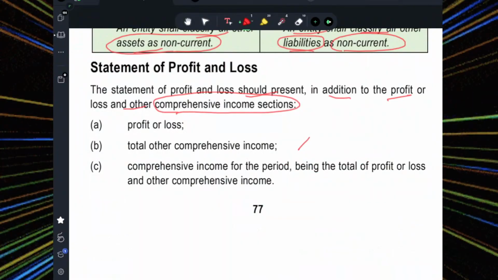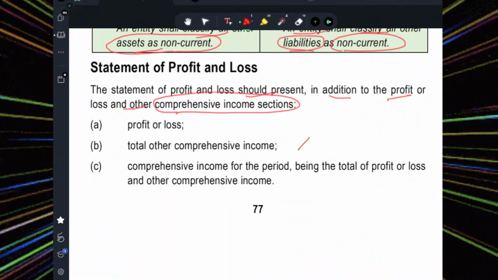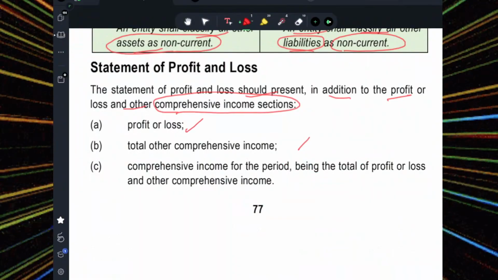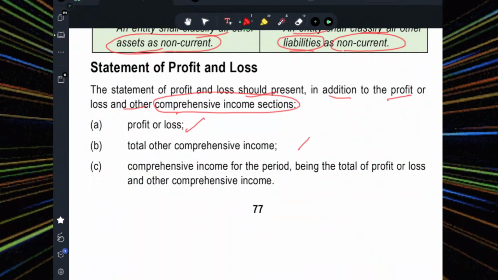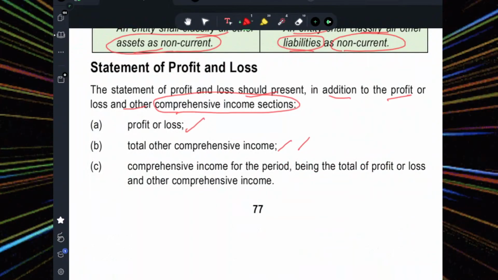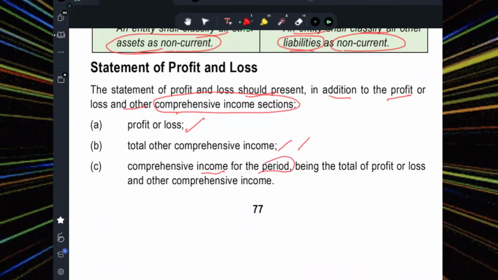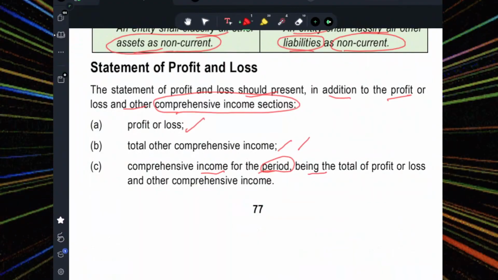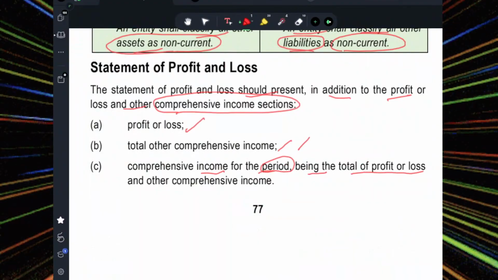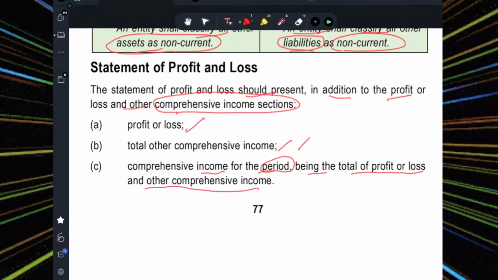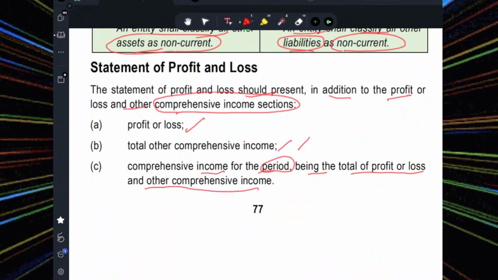The second point: the comprehensive income is something other than the profit and loss account. Total other comprehensive income and comprehensive income for the period being the total of profit and loss and other comprehensive income. These are to be there in the profit and loss statement.